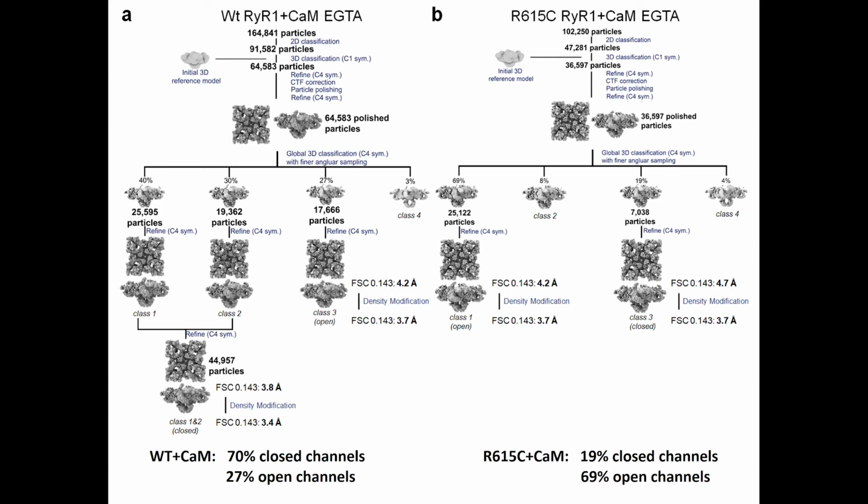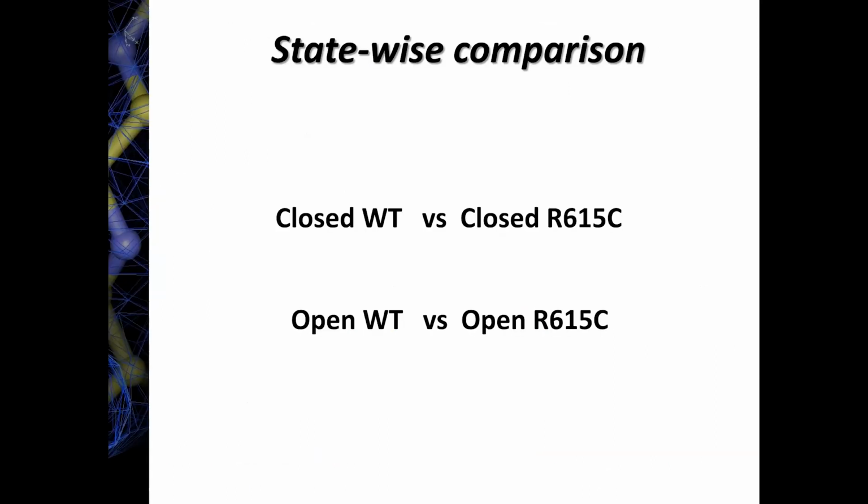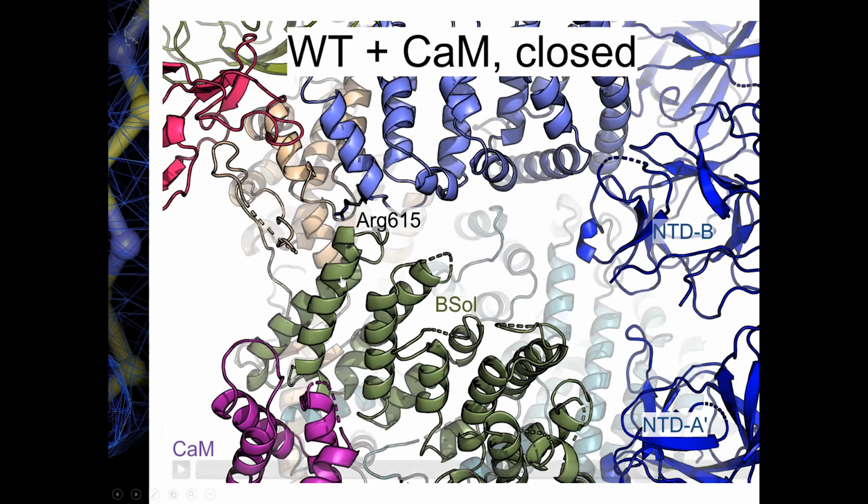So again, this really nicely shows this gain of function effect, but now on the structure. You go from a certain distribution of closed and open channels towards more open channels for the disease mutant. But now, of course, it allows us to do these pairwise comparisons, look at closed structures versus open structures. Okay, so let's have a quick look. So again, I'm zooming in here on this area that contains the disease mutation.